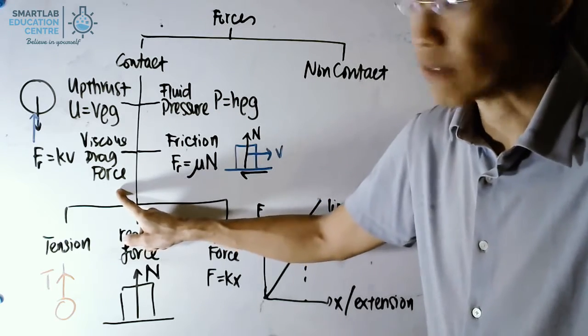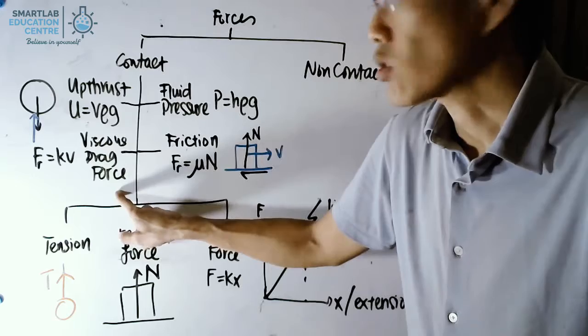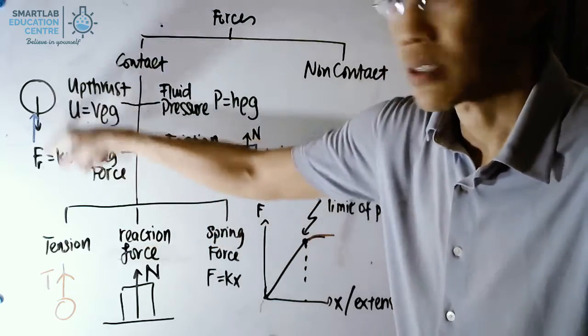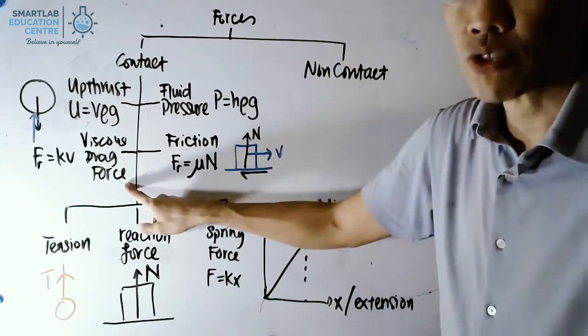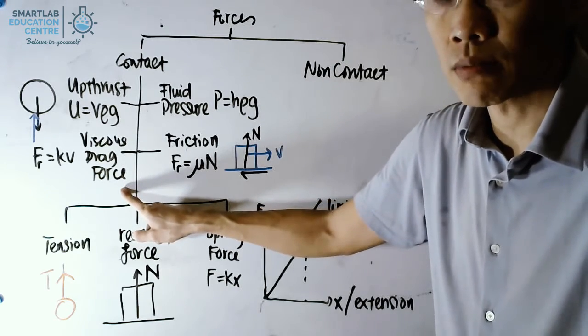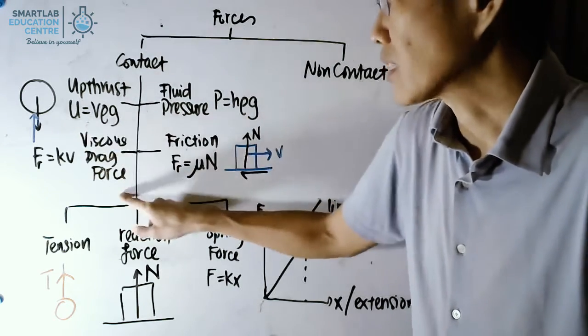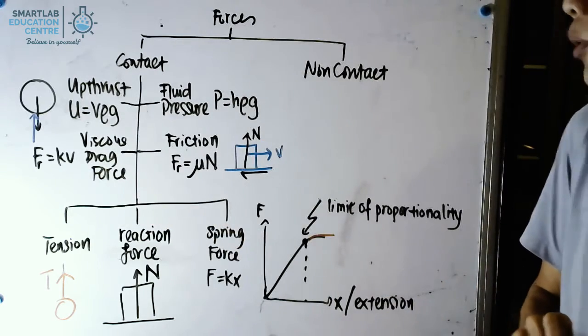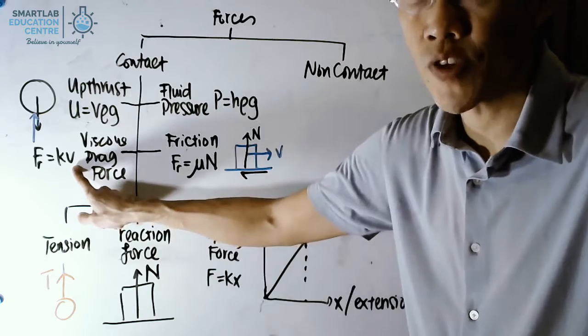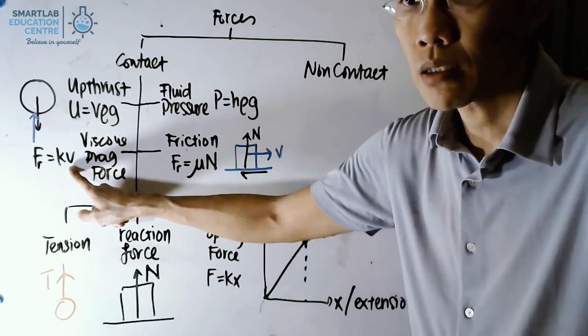Next is viscous drag force. Viscous drag force occurs when an object is being dropped in the air or a fluid, and the viscous drag force acts opposing the motion of the object. And F is equal to kv. k again is the proportionality constant, while v is actually the speed of the object.